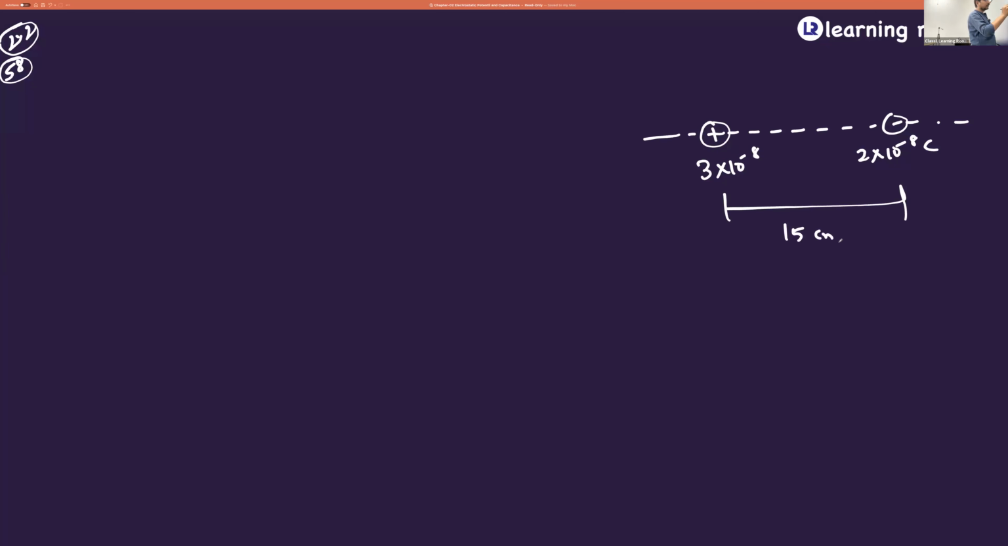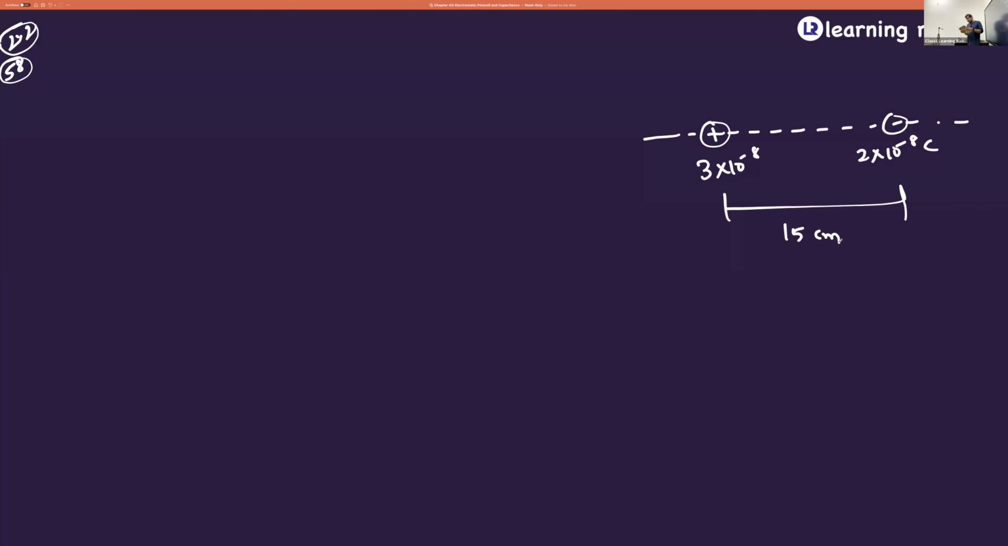So 2.2 is page number 58. Page number 58. See, there are two charges, 3 into 10 power minus 8 coulomb and minus 2 into 10 power minus 8 coulomb, which are located 15 centimeter apart. So 3 into 10 power minus 8 coulomb and 2 into 10 power minus 8 coulomb with a negative sign. They are located 15 centimeter apart.